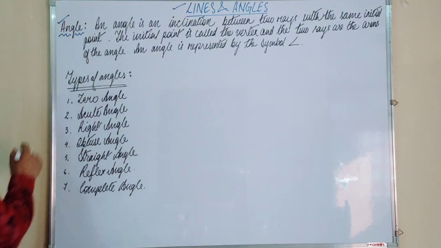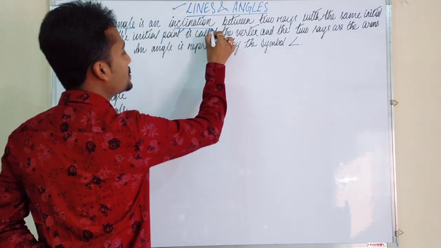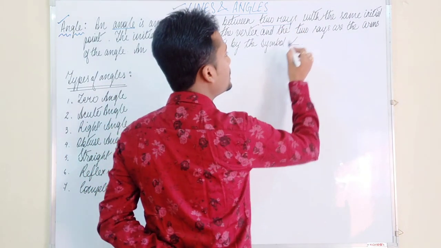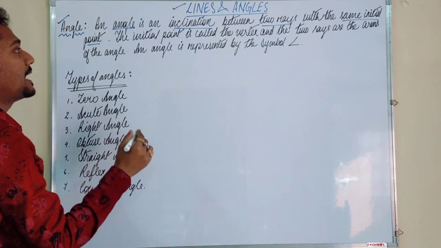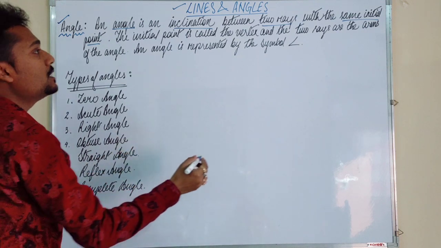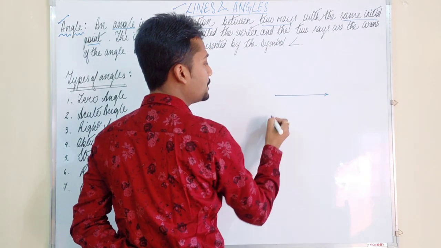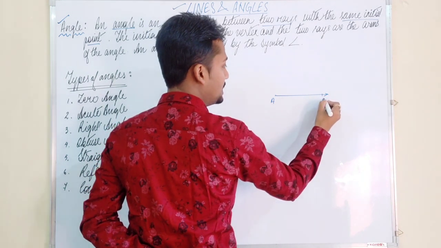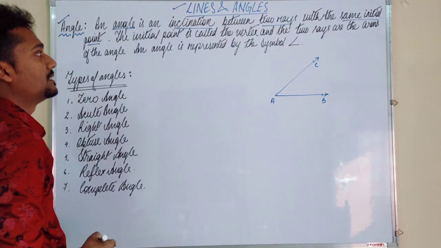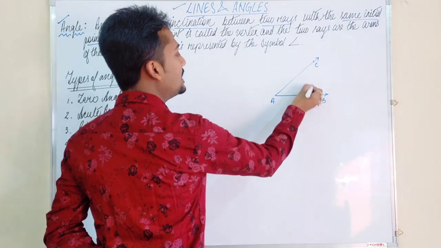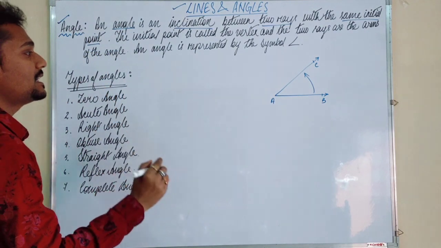So what is an angle? An angle is an inclination between two rays with the same initial point. Say for example, this is a ray AB, and this is another ray AC. So what is an angle? It is the inclination between two rays with the same initial point.